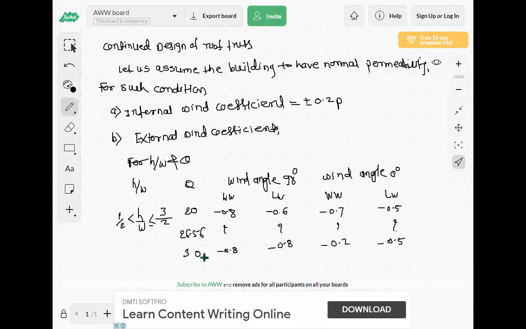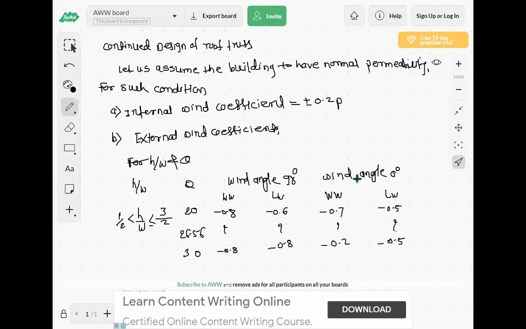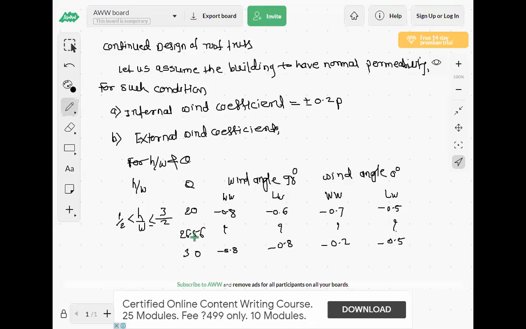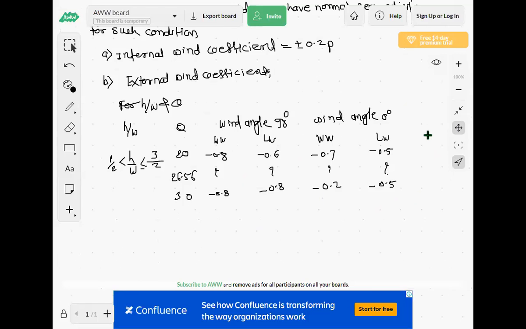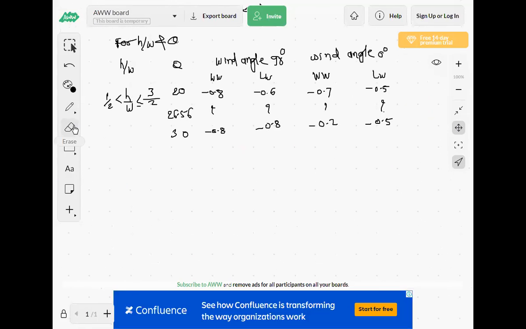The 20 degree and 30 degree wind coefficients for 90 degree and 0 degree are available. Our theta is 26.56 degrees, so we have to find the wind coefficients where I have put question marks. For that I have given the formulas. We will calculate first for 90 degree and then for 0 degree. This much we wrote in the last lecture. Today we will find out these coefficients. First, case 1.